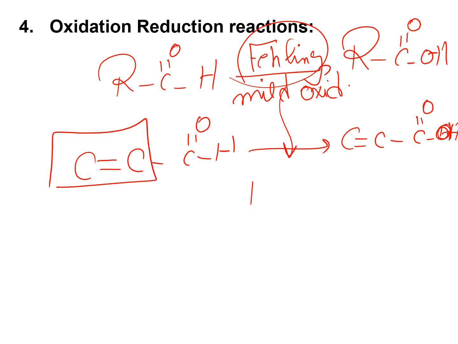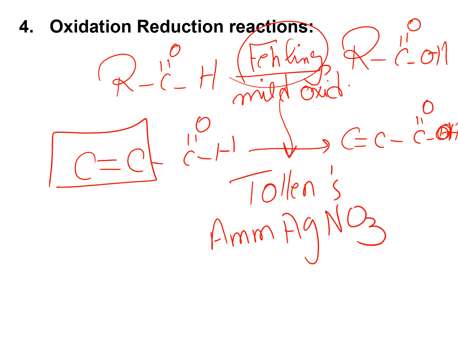Another well-known reagent is Tollens' reagent. Tollens' reagent is what is known as ammoniacal silver nitrate. While Fehling's is Fehling A and Fehling B, Fehling A is copper sulfate and Fehling B is Rochelle salt in alkaline medium.